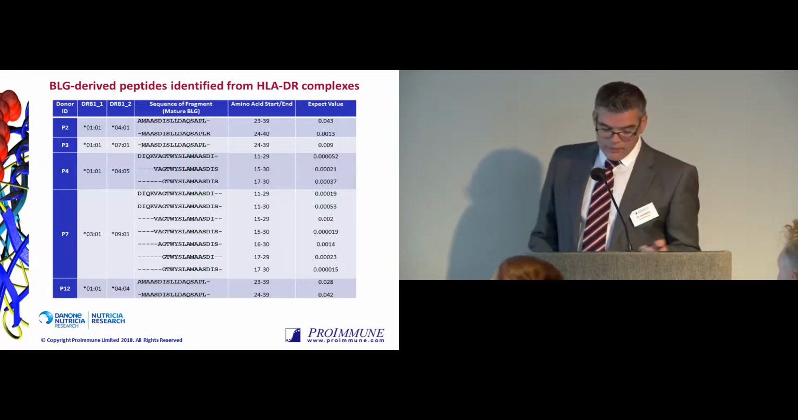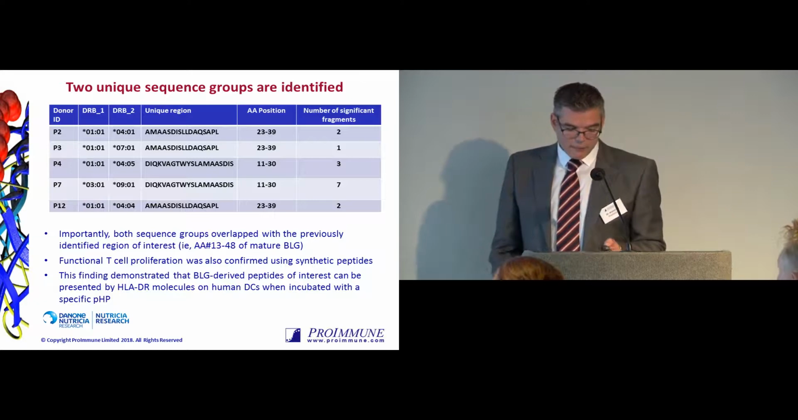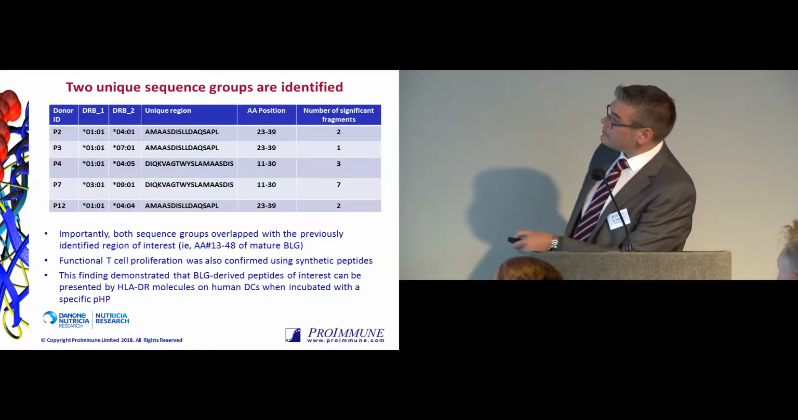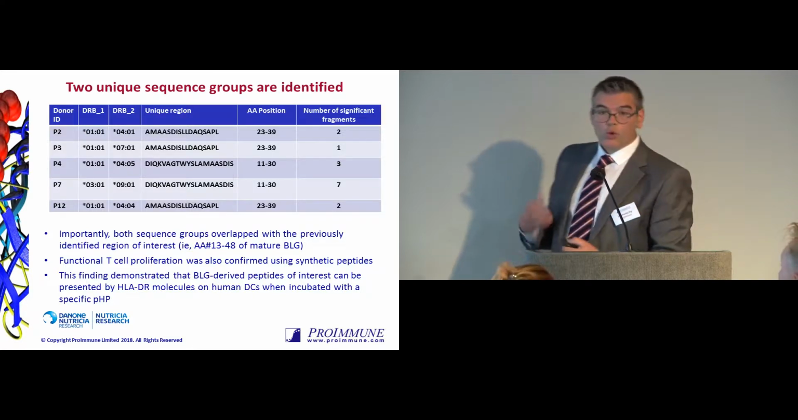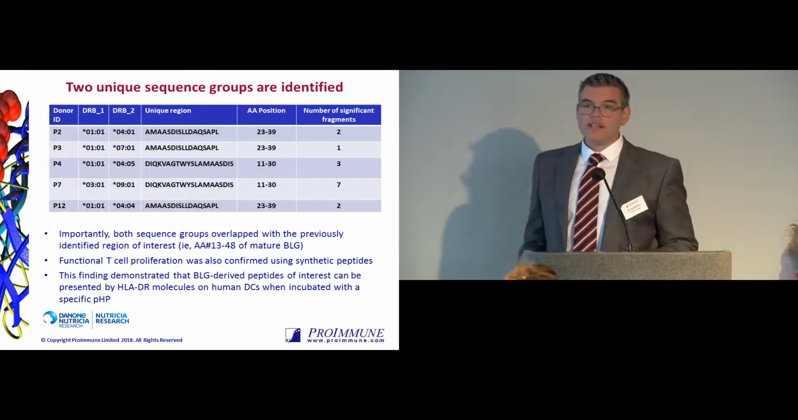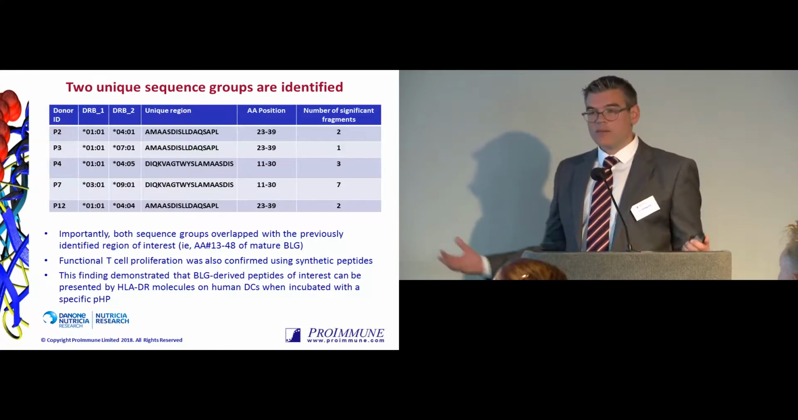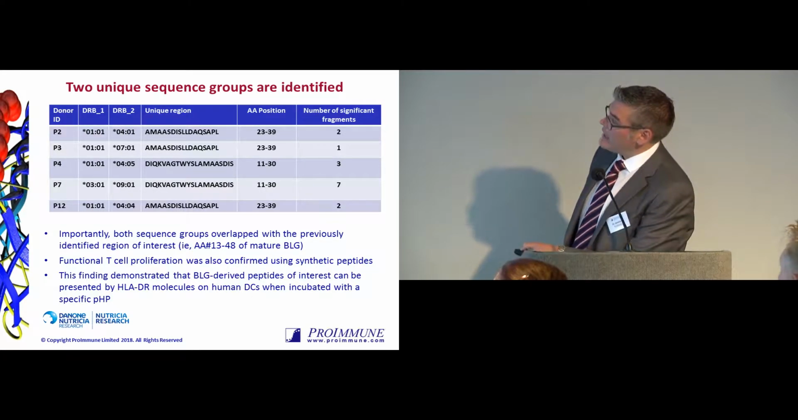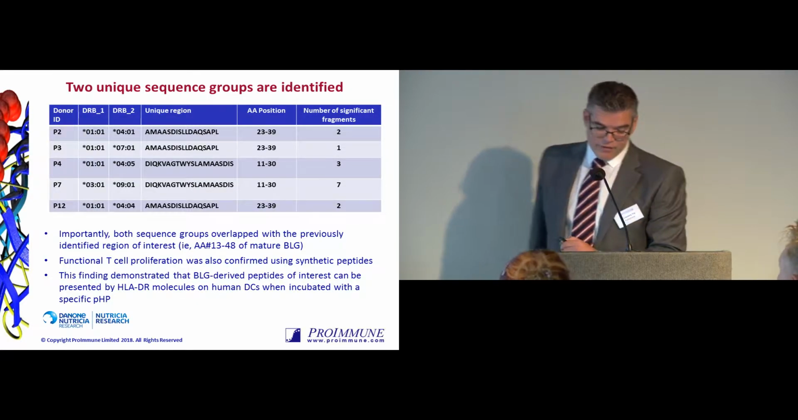So in short, this just summarizes all the data. We've actually identified 2 unique sequence groups. These are the different donors, out of the 12, in which we're identifying peptides. Not all donors will always identify peptides from the protein that's been loaded, so that's one reason why it's important to look at a breadth of different donor types. And you can see here that donors 2, 3, and 12 are identifying this particular region, and then donors 4 and 7 were identifying this other region as well.